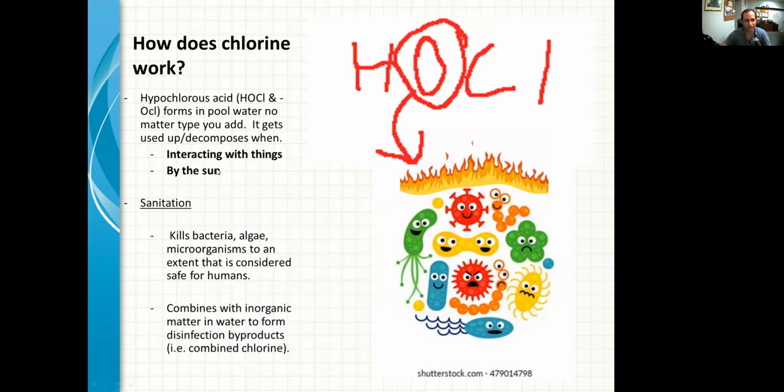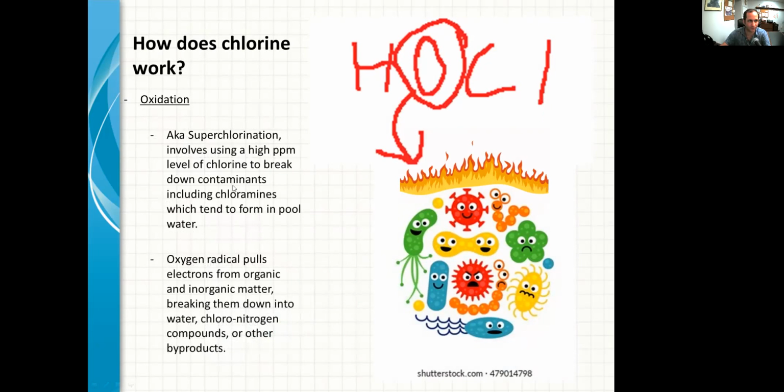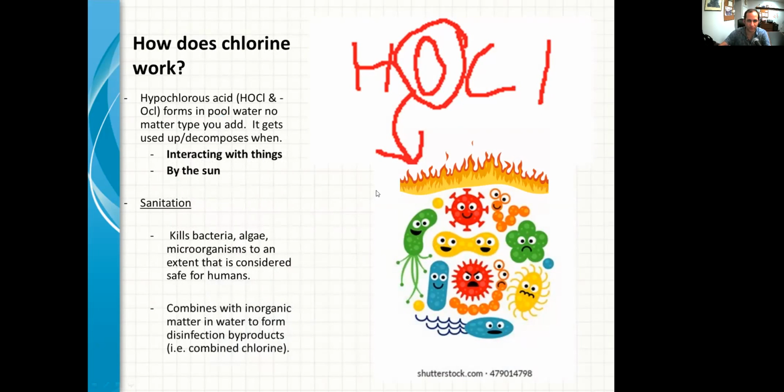So for sanitation, what that means is that the normal level of chlorine, 1 to 4, is enough to kill bacteria, algae, and microorganisms to an extent that's considered safe for humans to swim in the water. Okay, so that's the first process that chlorine's involved in: sanitizing your pool so it's safe to swim. Nothing should be living in the pool except for people.